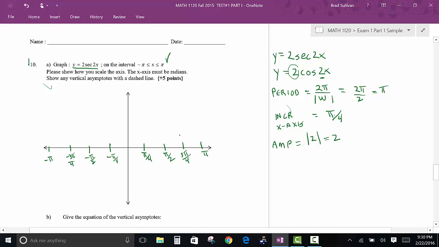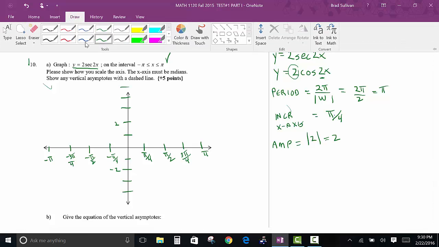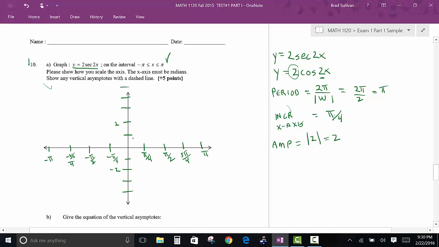So that's going to tell you on this one that you need to make the y-axis go up to 2 and down to negative 2. But you want to make it go a little further because you are graphing the secant wave like this. Okay, so what you do on this then, and you can do this pretty much in one step if you want to, is the cosine.